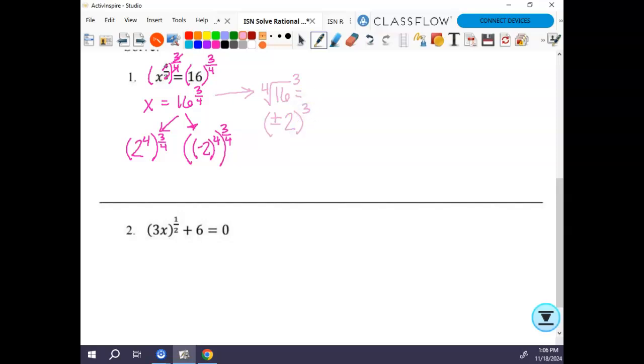So we know to put the plus or minus because it's an even root. I mean, maybe that'll help you remember to do that. Which means then I have to do 2 cubed and negative 2 cubed. So I get x equals 2 cubed is 8. What's negative 2 cubed? Negative 8, right? Because negative times a negative gives you negative. So that's where we get our 2 answers from.